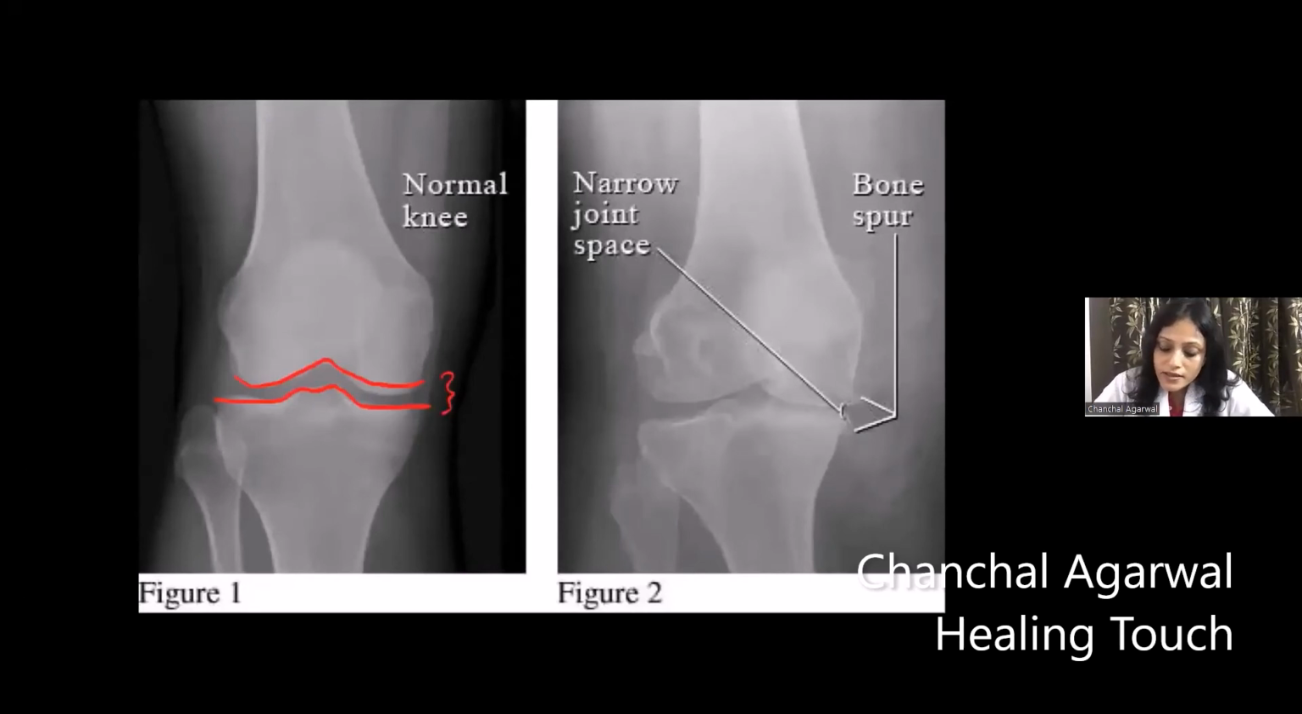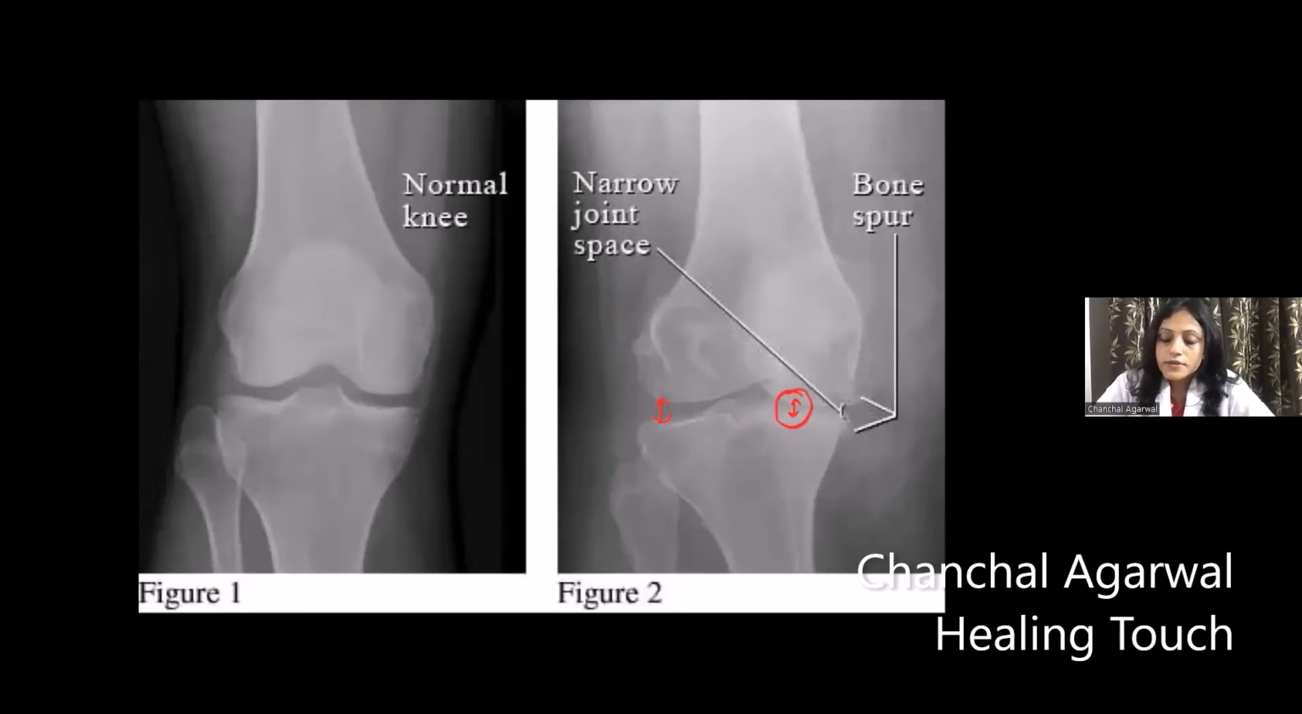But here you can see there are bony spurs. Can you see these pointed edges all over? These are nothing but the spurs, S-P-U-R. It is mentioned here, spur. And also you can see that the distance between the two joints has reduced. Here you can see a sufficient amount of space, but here the space is less.